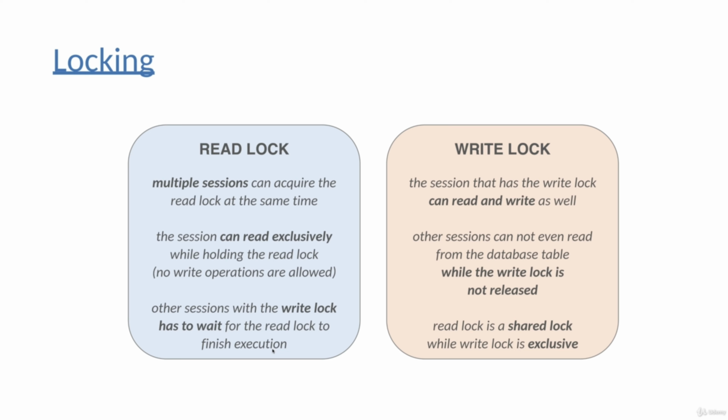So as far as the write lock is concerned, every single user or session that acquires the write lock can read and write as well. Other sessions cannot even read from the database table while the write lock is not released. So this is why usually the read lock is called a shared lock and write lock is called exclusive, in the sense that only a single session can acquire the write lock at the same time. And of course every other session has to wait for the write lock to be released. I'm not sure whether you are familiar with multithreading in, for example, Java or C++, but it is very similar to multithreading.